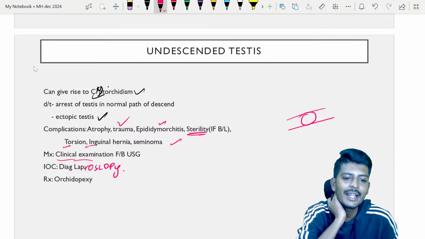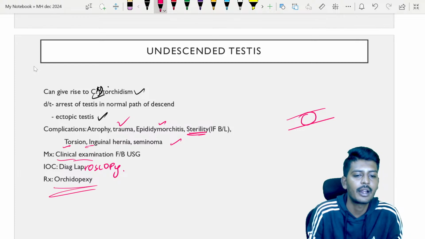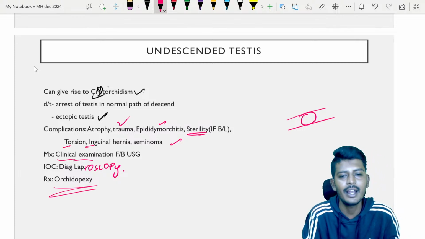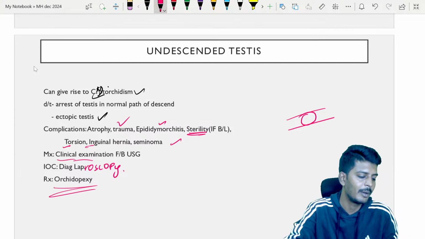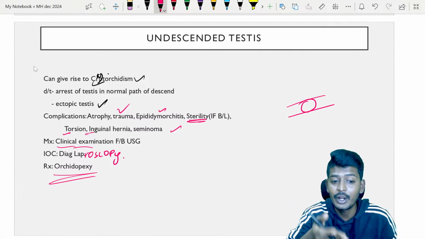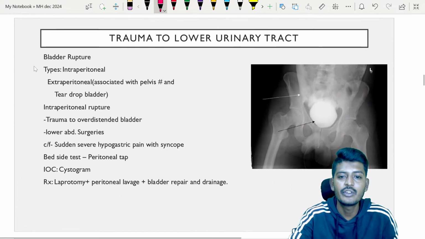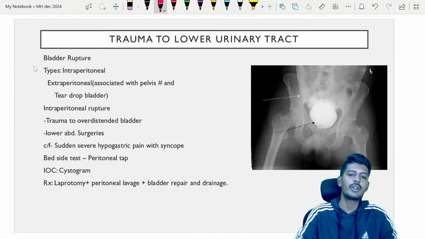So what do we call it? Diagnostic laparoscopy. And followed by that, the treatment will be orchidopexy. You cannot leave it there like that, you are supposed to do the surgery. So one of the congenital anomalies where surgery is mandatory, one of the main diseases, is undescended testis, okay. Let's go to the next one, trauma to the lower urinary tract.